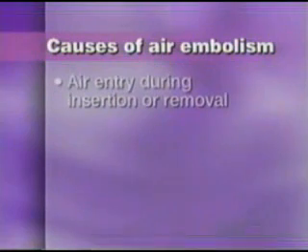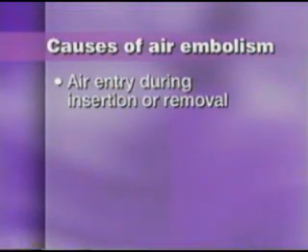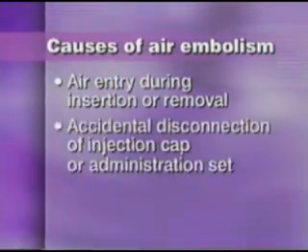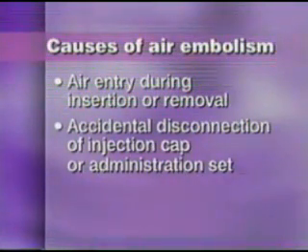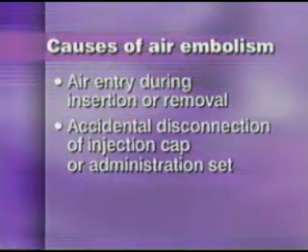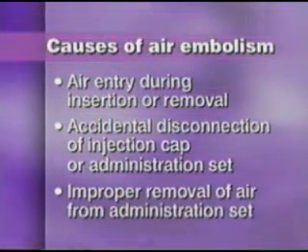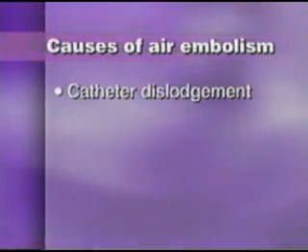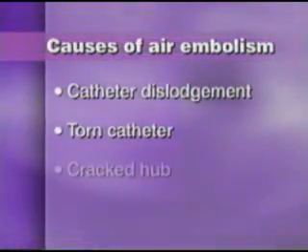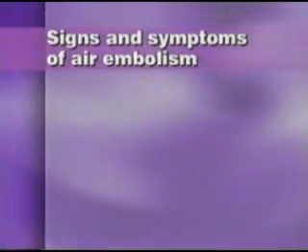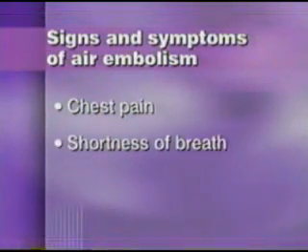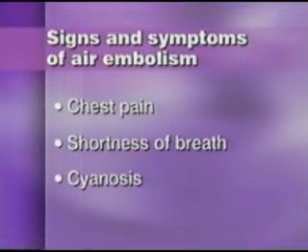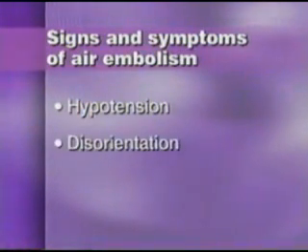An air embolism can occur during insertion or removal of any central venous access device. It can also occur if the injection cap or administration set is accidentally disconnected from the catheter, if air isn't fully removed from the administration set, if the catheter is dislodged, if the catheter is torn, or if the hub is cracked. A patient who has an air embolism may complain of chest pain and shortness of breath. You may also note cyanosis, hypotension, disorientation, and a weak, rapid pulse.